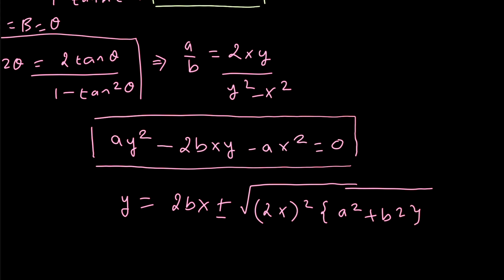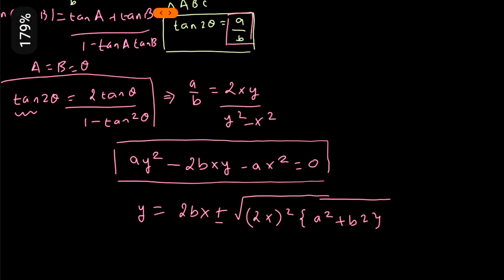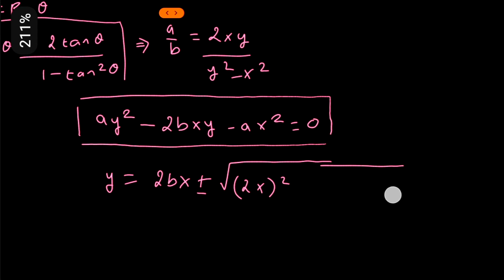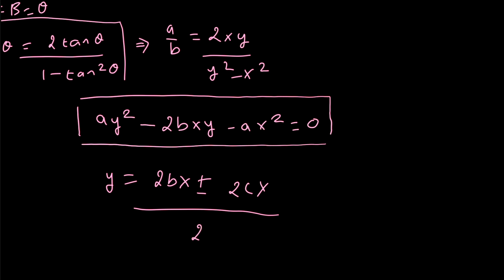Now recall that we have a right angle triangle ABC. The height was a, the base was b, and the hypotenuse was equal to c. Therefore by Pythagoras theorem we have a square plus b square as c square. So over here we can replace a square plus b square with c square. Now this thing can be written as 2 into x into c the complete square. Now the square root and the square got cancelled out. So what is finally remaining over here is 2 times c times x, and this all is divided by 2 times a. Now 2 and 2 got cancelled out.